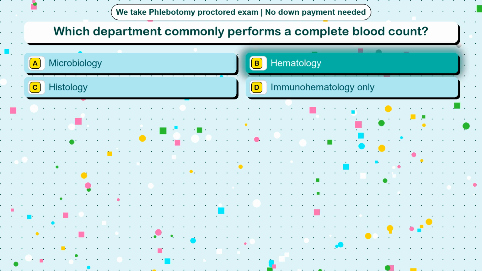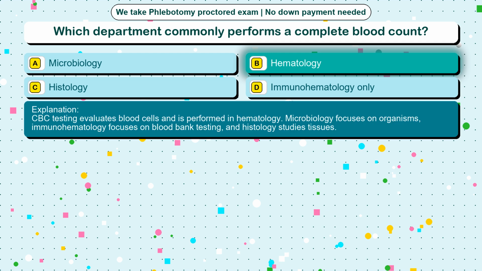The correct answer is option B, hematology. CBC testing evaluates blood cells and is performed in hematology. Microbiology focuses on organisms, immunohematology focuses on blood bank testing, and histology studies tissues.